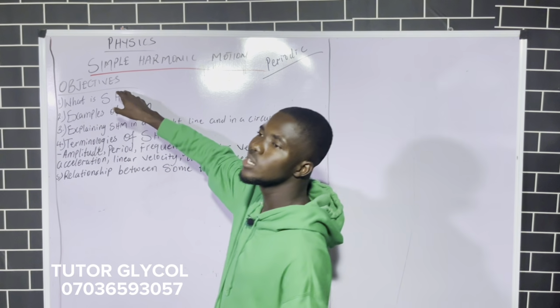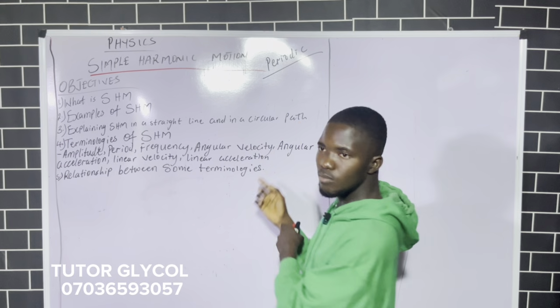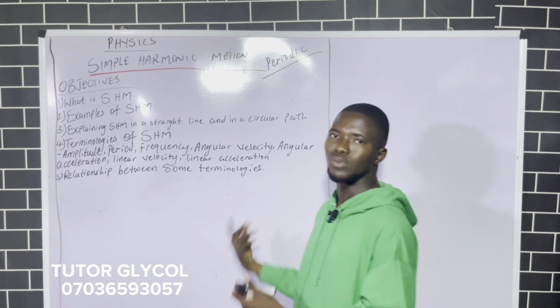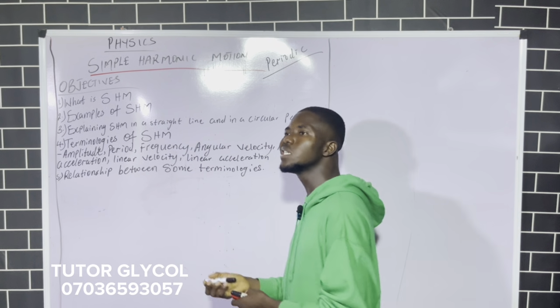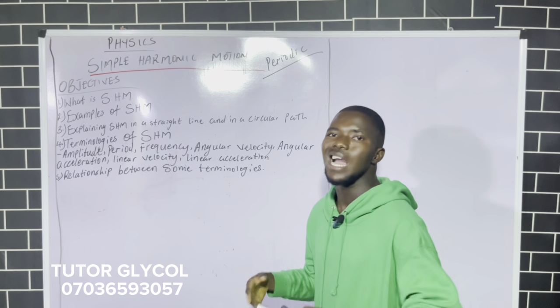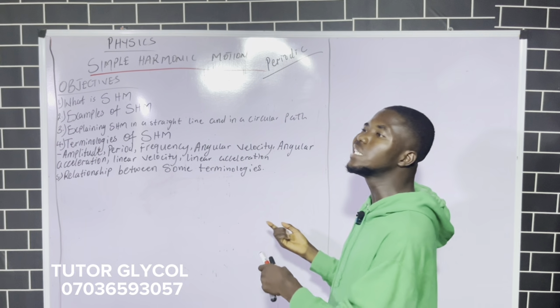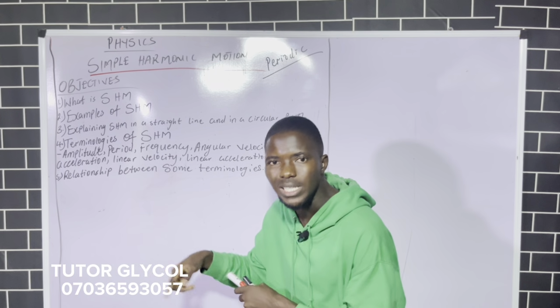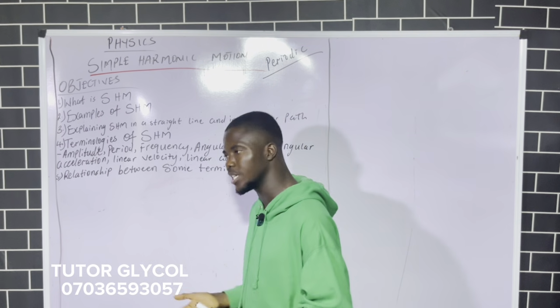So simple harmonic motion is a type of periodic motion. Okay, so what is it? What is simple harmonic motion? Simple harmonic motion is a periodic motion in a straight line in which the acceleration is usually directed towards a fixed point and is proportional to the displacement.